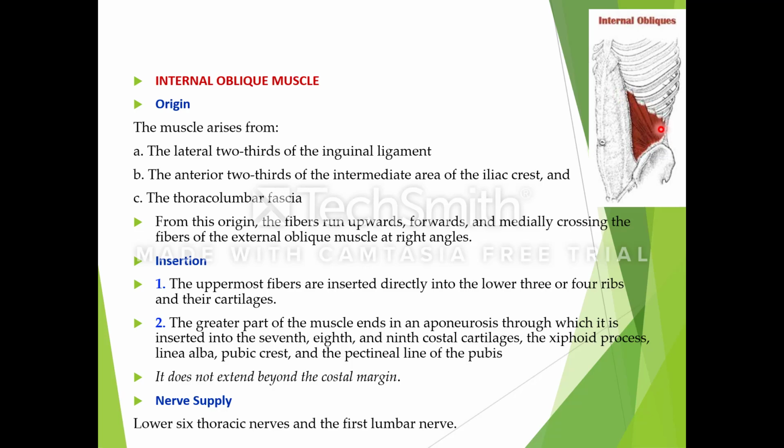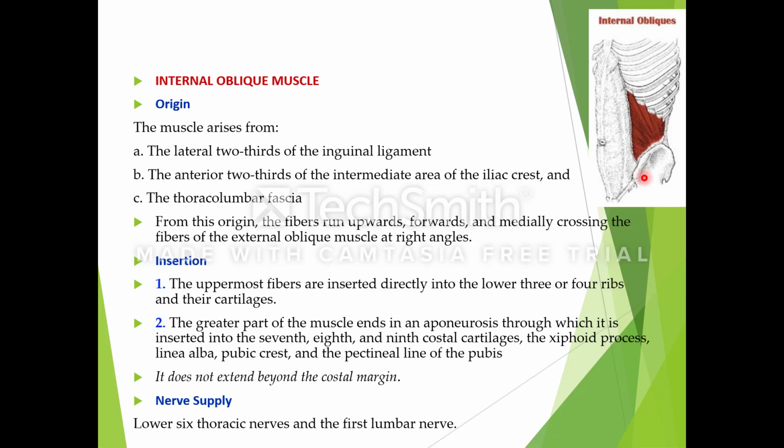The great part of the muscle is in the aponeurosis, through which it is inserted into the 7th, 8th and 9th costal cartilages, and it is inserted over the xiphoid process, the linea alba, the pubic crest and the pectineal line of the pubis. So it is coming from below and behind and going forwards and in front. It does not extend beyond the costal margin. See here, it will not extend beyond the costal margin.